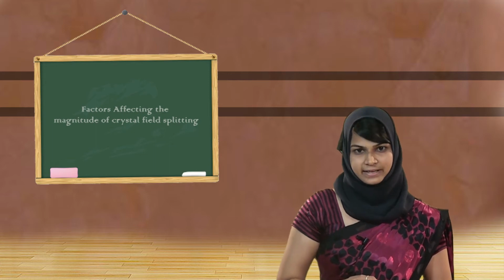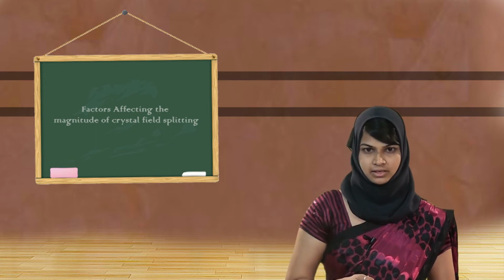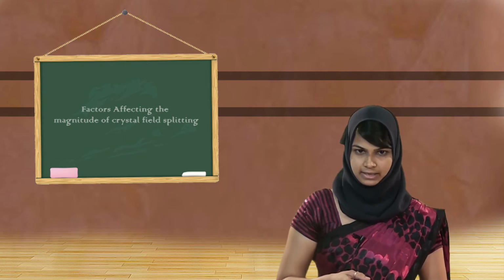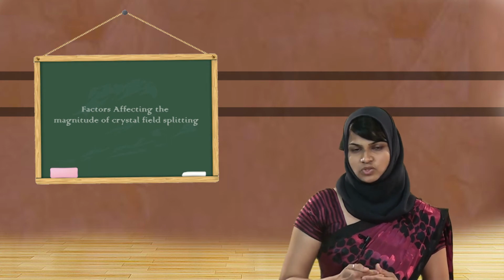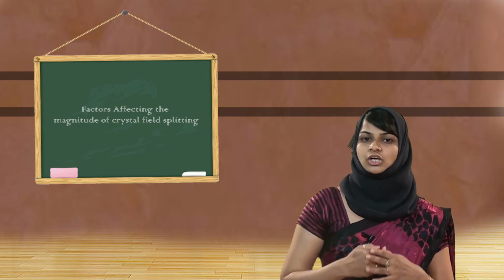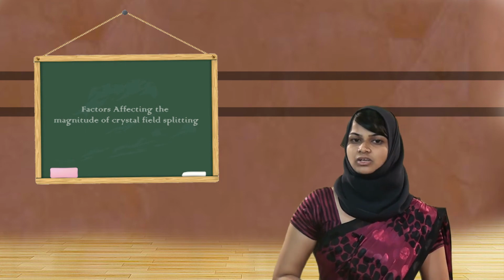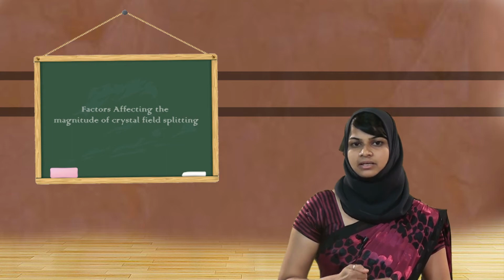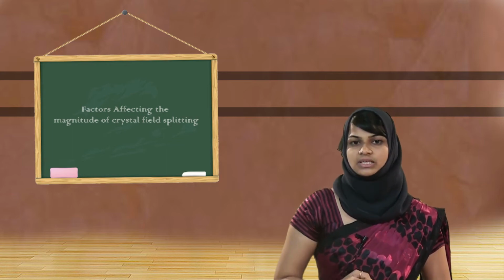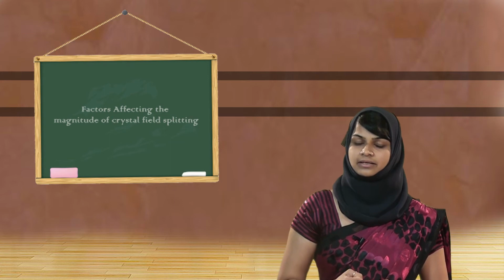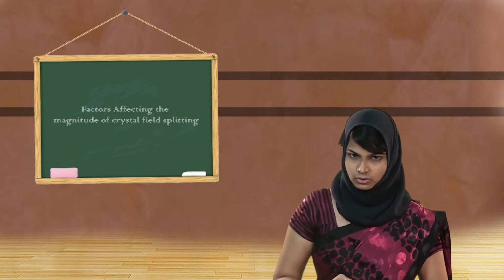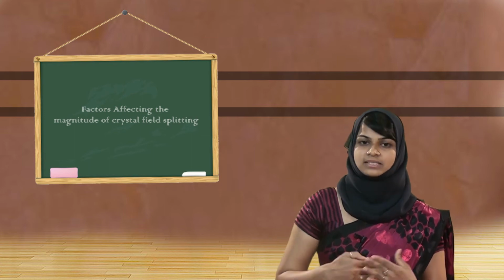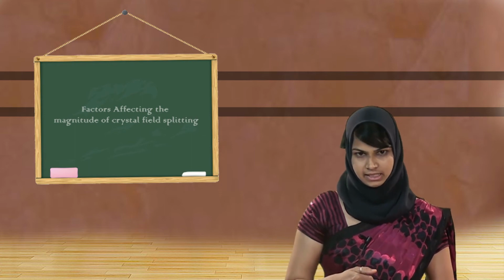We can make one comparison here in the case of cobalt complexes. Let us take the hexa-aqua complex of cobalt, where we can have two types of cobalt environment: cobalt with the 3+ state and cobalt with the 2+ oxidation state. In the case of cobalt 3+, the crystal field splitting energy is 18,600 centimeter inverse. But in the cobalt 2+ environment, it decreases to around 9,300 centimeter inverse.